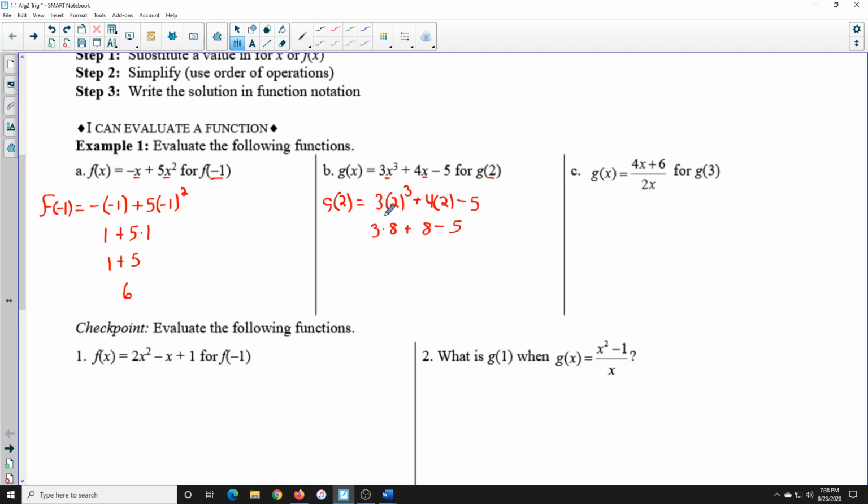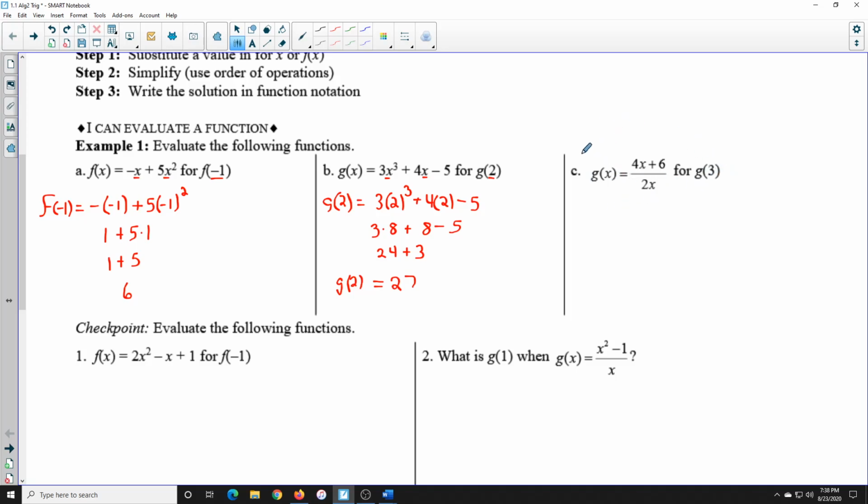So now we have to take care of this 3 times 8, so 24. 8 minus 5, that's going to be a positive 3. So I'm going to write plus 3. And then the final answer would be 27. So we could set that equal to this g of 2. That is our output. When x is 2, our y value is going to be 27.